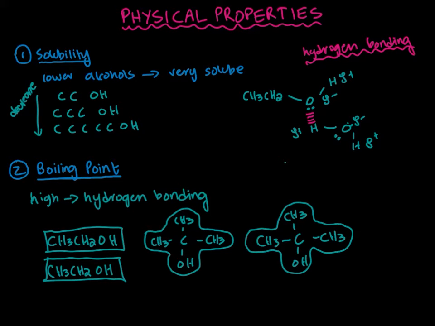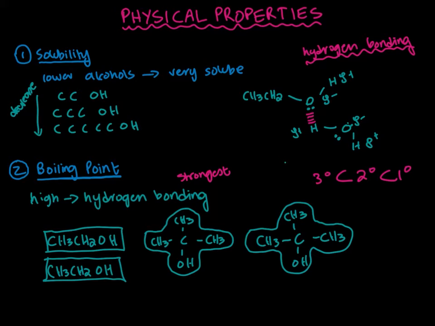Next we move on to the second property, which is boiling point. The boiling point is generally going to be higher because of hydrogen bonding, since hydrogen bonding is the strongest form of intermolecular forces that we have. And the boiling point is going to change in this order. As you can see over here, primary alcohols are going to have a higher boiling point compared to tertiary alcohols, and we're going to talk about why.